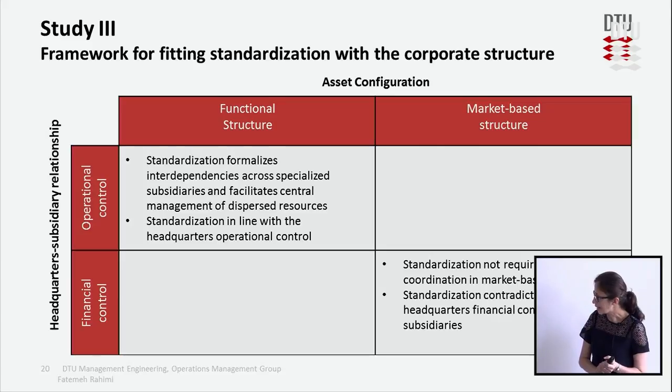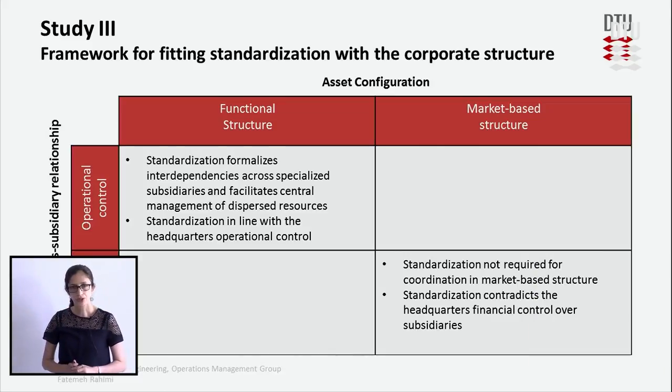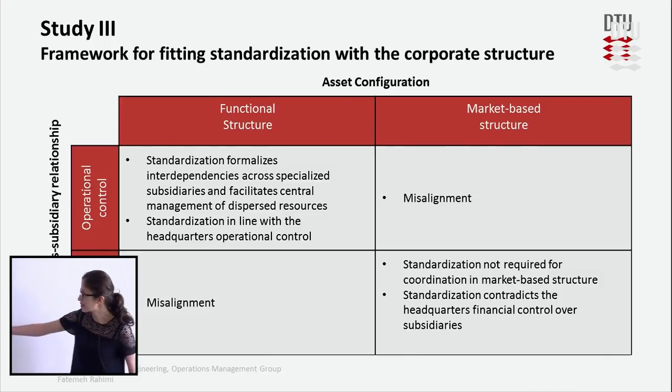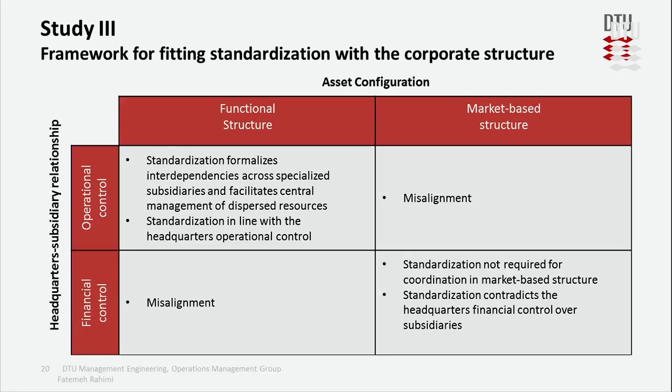Standardization is less appropriate in multinational corporations structured for local responsiveness. The market-based structure reduces the need for using process standardization for coordination. In addition, the headquarters' limited financial control over the subsidiaries contradicts the centralizing nature of process standardization. Therefore, in such cases, the scope of process standardization might be limited to regulating the interdependencies between the headquarters and subsidiaries. There is, in fact, a misalignment between asset configuration and the headquarters role in the other two combinations. Therefore, to succeed in process standardization, they first need to resolve these misalignments.